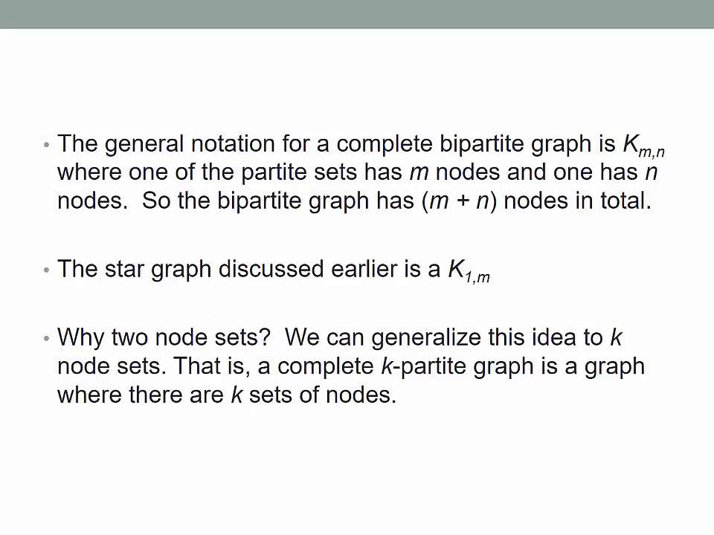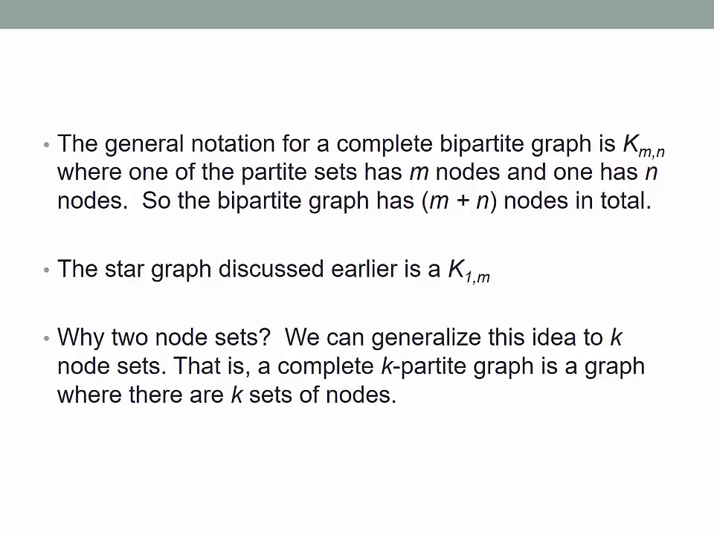Notice that this means that the graph has M plus N nodes all total. And this shows us that what we've been calling the star graph is actually an example of a complete bipartite graph, where one of the partite sets has 1 node and the other partite set has M nodes.